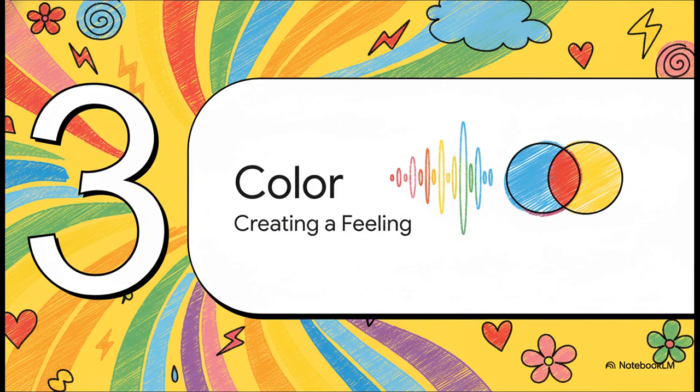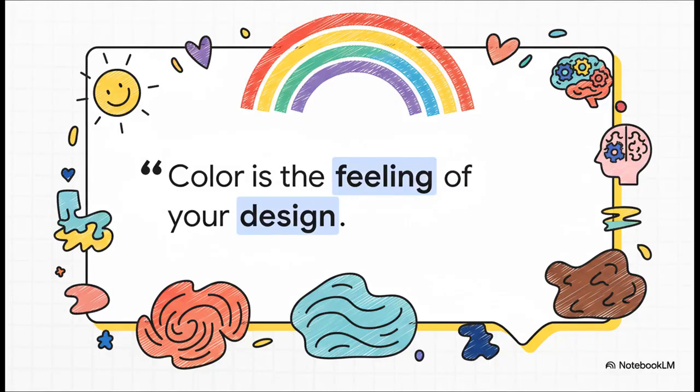All right, next up, let's talk about the thing that probably hits us the fastest: color. If typography is the voice, well then color is definitely the emotion of your design. It's wild, but our brains process color way faster than we process words or shapes. It triggers an immediate emotional reaction. Are you supposed to feel excited, calm, trusting? Color sets that mood in a split second.